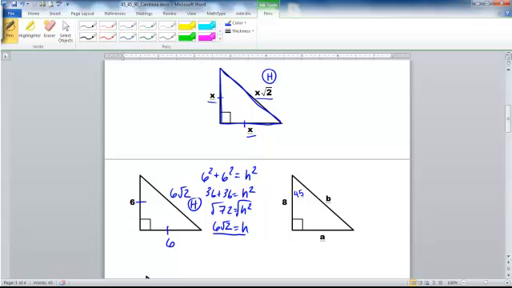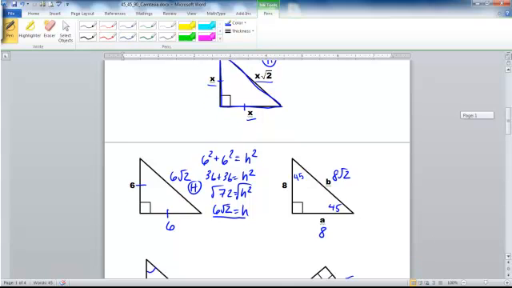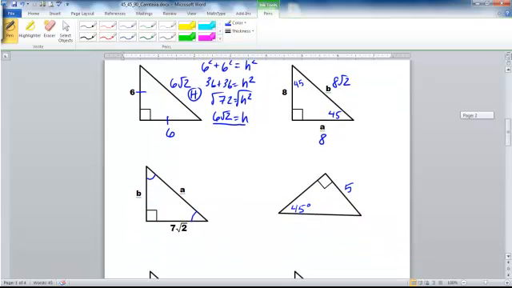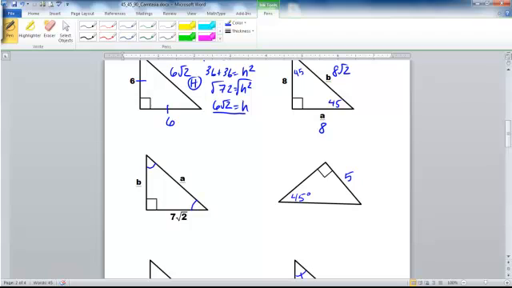So let's try that again. And notice now I've got a 45-degree angle, which means so is this one down here. So this is 8, this is 8, this is 8 root 2. And you can do the Pythagorean theorem and still get that 8 root 2 right there. Look at this one right here. That's 5. This is 5. This is 5 root 2.